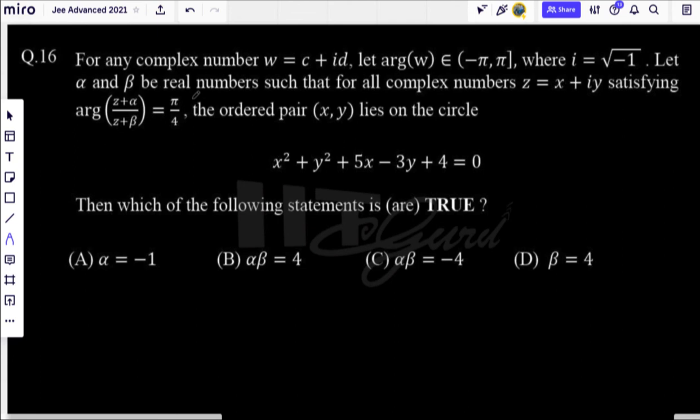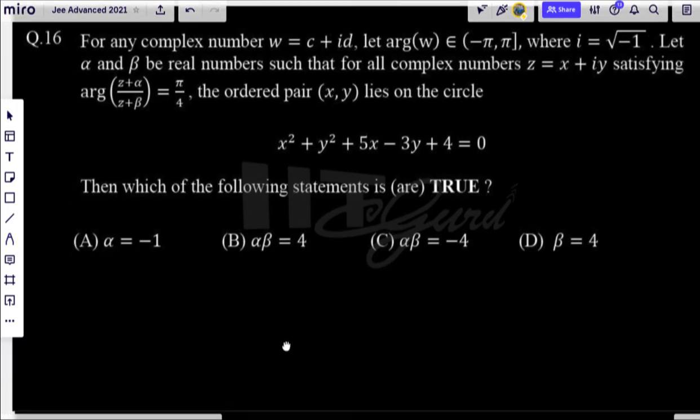As this is pi by 4, the angle subtended at the center will be double of this angle, meaning 90 degrees. So this will be the major arc. The locus of this in the complex plane subtends a major arc. The ordered pair x comma y lies on a circle. This is the equation of a circle, and we have to find the alpha beta relation.